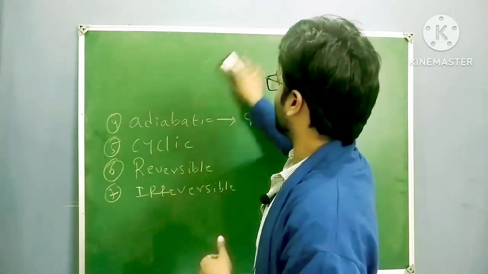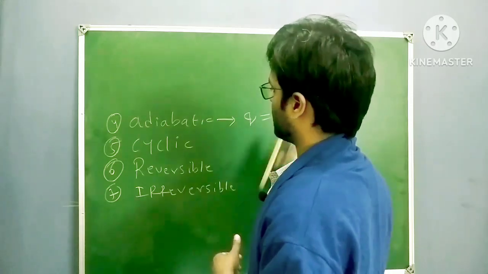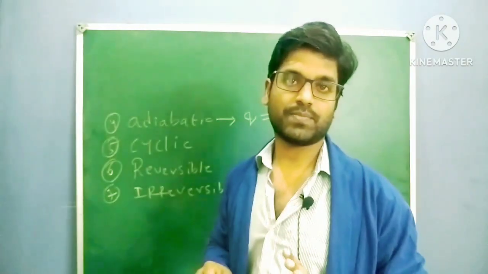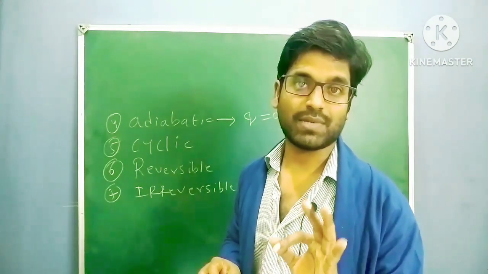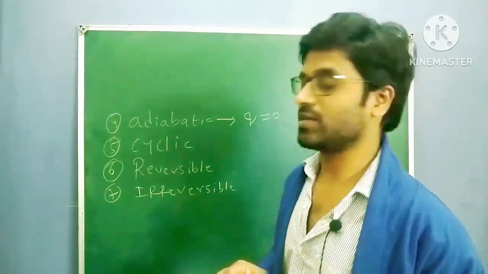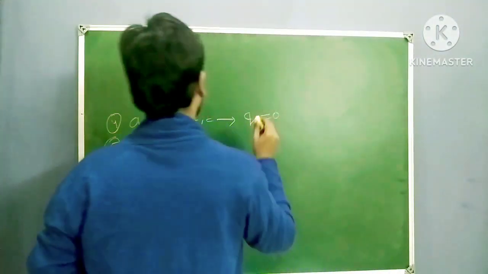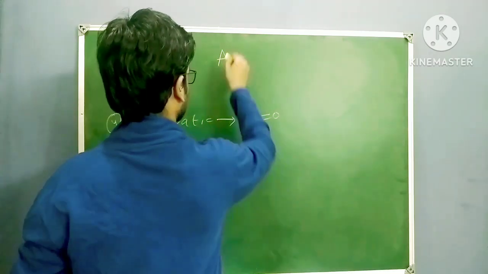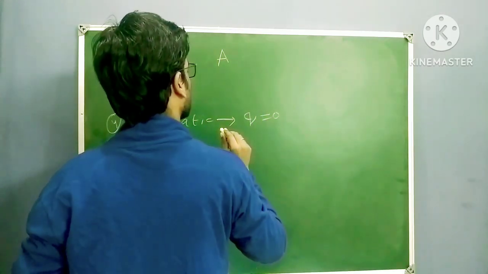Okay, so this is about the adiabatic process. Next, cyclic process. In the cyclic process, the state of the system remains constant. The process in which the state of the system remains constant. So what is this? Simple. Suppose you are at position A. This is your state initially.